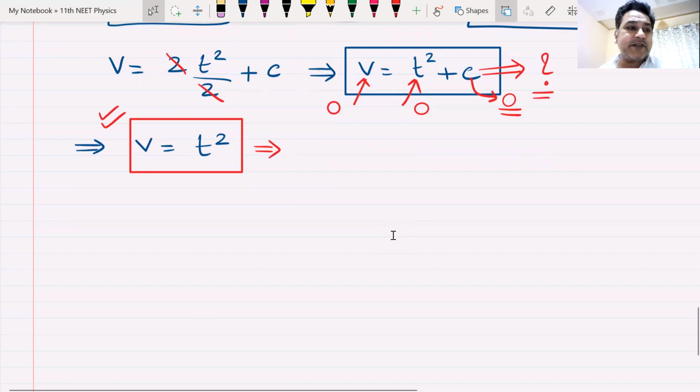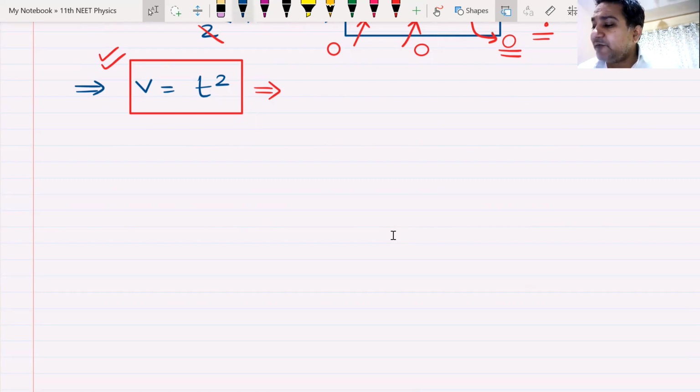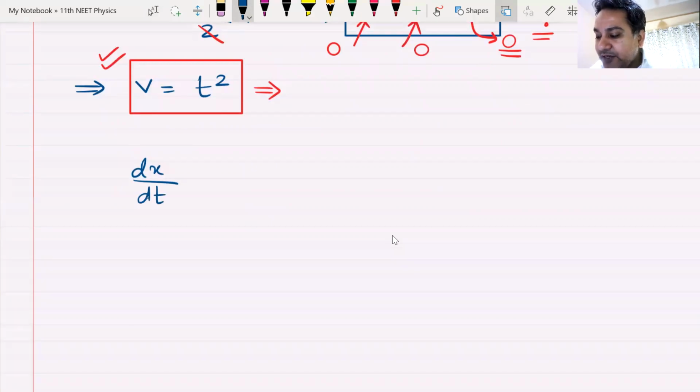Can I have some raised hands that we have understood this, sir? Now the next thing is to find x from velocity. How will I find x from velocity? This velocity will be written as dx by dt. I will write it as dx by dt equal to t square.